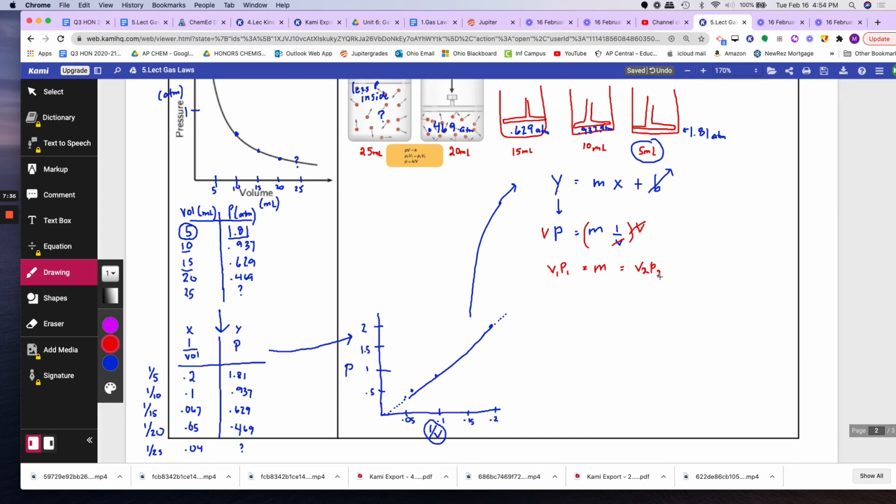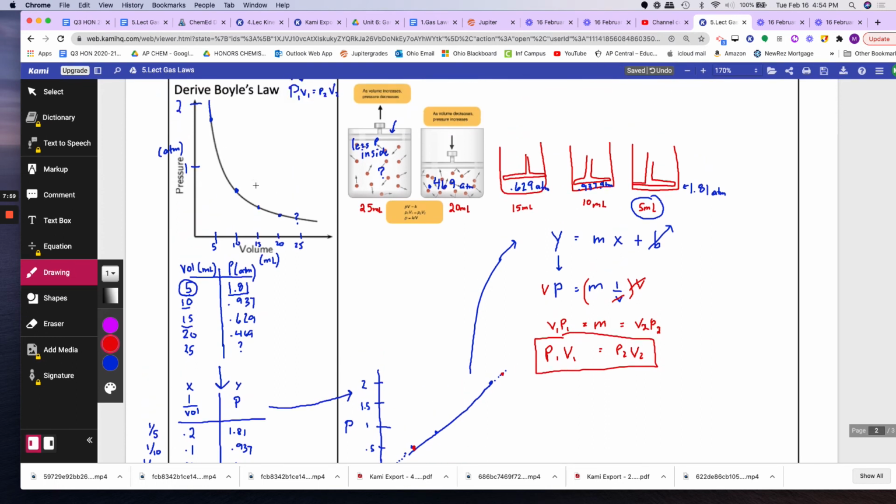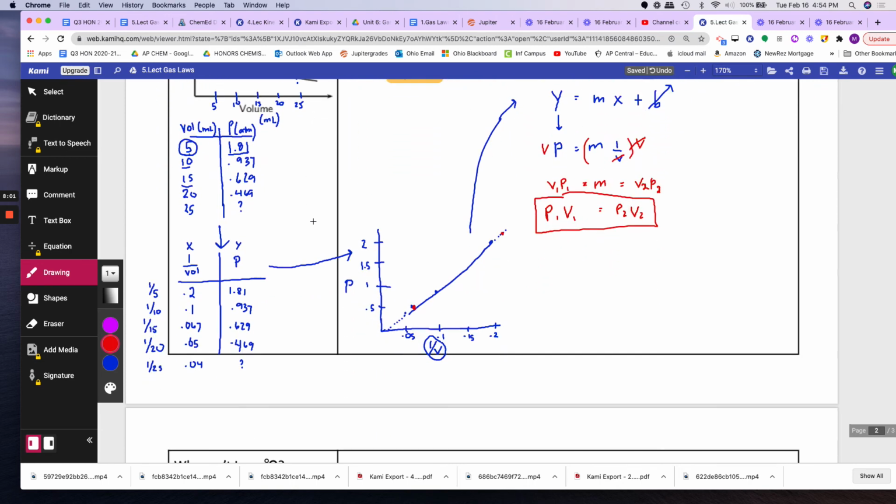Second condition: V1, P1 would be here. V2, P2 would be where you extrapolated in the future. If they're both equal to m, that means they're equal to each other. So P1 V1 is equal to P2 V2. And this is how the equation was derived, as you can see here. This is Boyle's law.